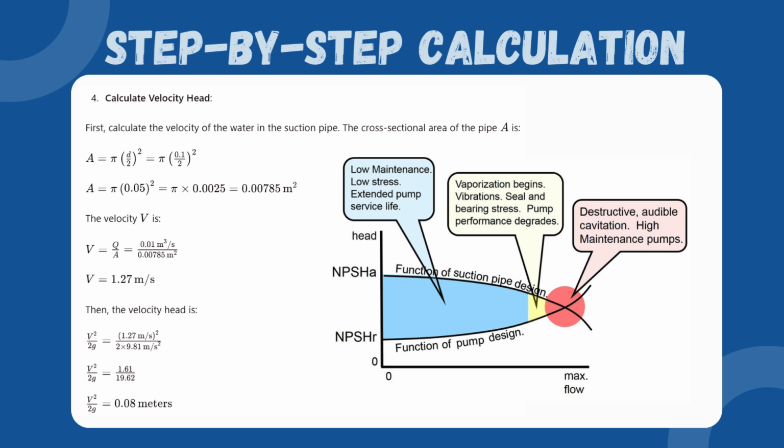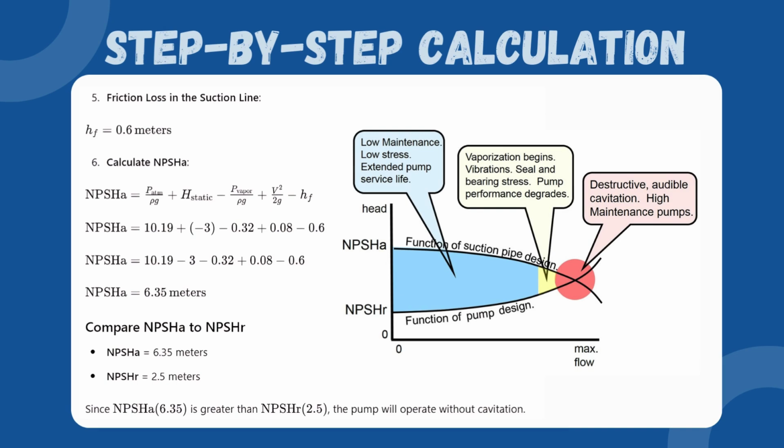After we get the velocity, we put it into the equation to calculate velocity head, which is v square by 2g. Placing the velocity, 1.27, into the equation, which is 1.27 square upon 2 into 9.81, we get the velocity head as 0.08 meter. And guys, at last, the fifth term required for the NPSH available calculation is friction loss in the suction line, which is directly given in this scenario as 0.6 meter.